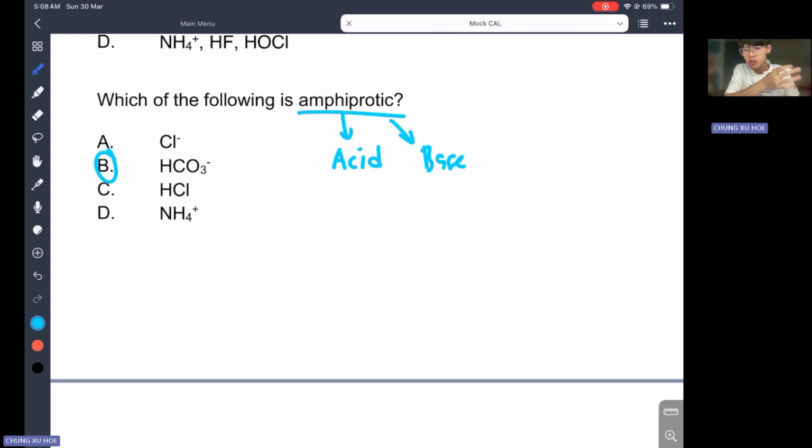So here the answer would be why? Because for me, I just refer to my notes and then I just remember a few amphiprotic substances. For example, NH3, H2O. They can act as acid and base at the same time. Why? Let me show you.